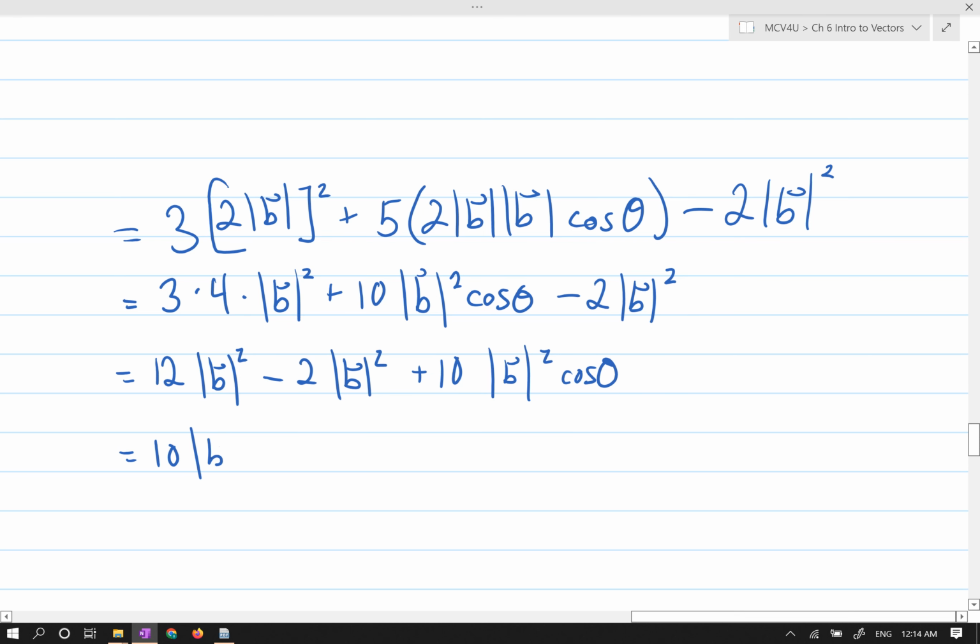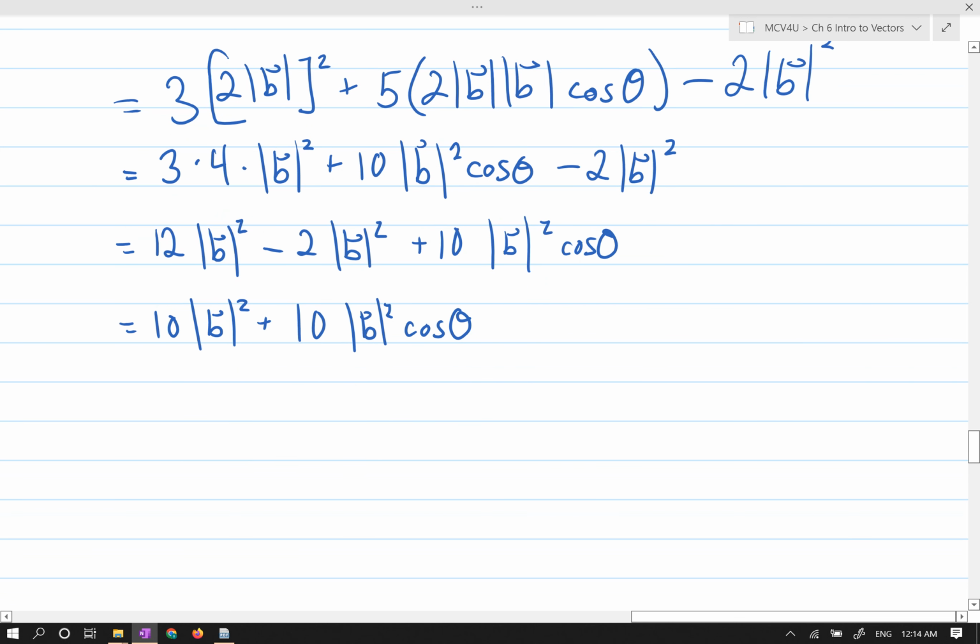So we're working with 10 times vector b squared, and I got that 10 by collecting the 12 minus 2, right? Plus 10 times vector b squared times the cosine of theta. And sorry, I'll try and stay consistent with this. There we are. Now, let's keep in mind, what does this equal? Oh, right, this equals 0. And if this equals 0, I can divide both sides by 10. In fact, I could divide both sides by 10 times vector b squared.